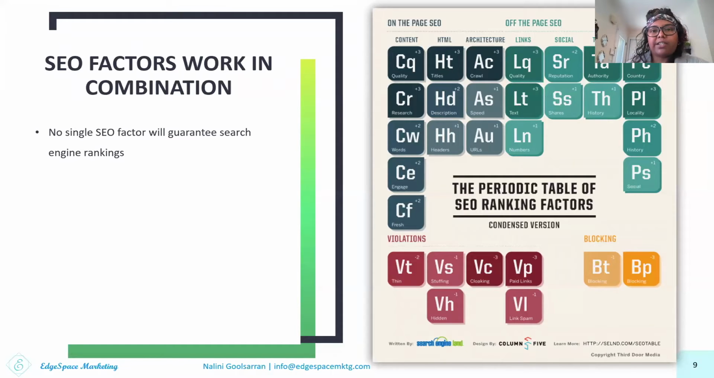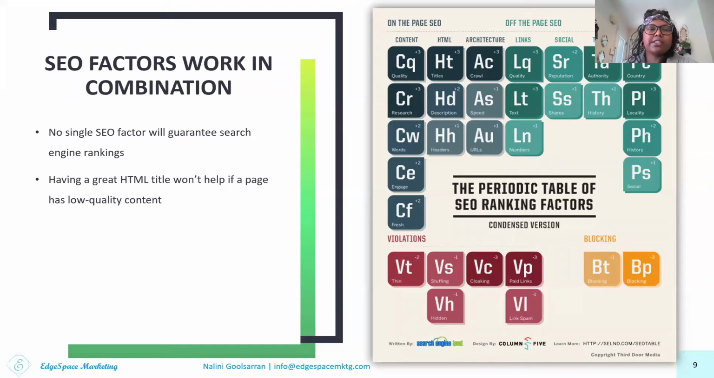One thing to keep in mind is that no single SEO factor will guarantee your ranking. They all kind of work in tandem. So here's an example. Having a great HTML title, so those are your H1 titles, won't help if your page has low quality content. To give you a real life example, if my page title says website development, and then the whole page is talking about gardening, then I have a good title with bad on-page content. Google is trying to relate all the topics because Google's reputation is at stake.